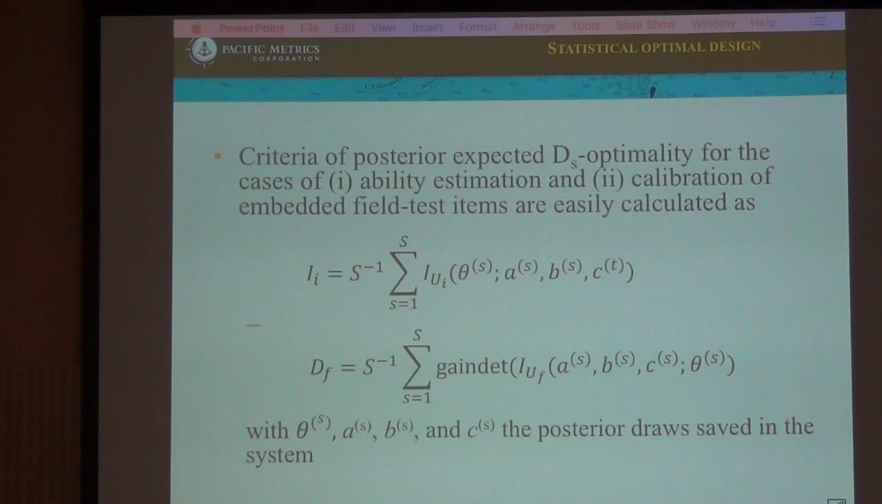And if we now shift our focus and interest to updating the item parameters, we need a posterior expected gain of the determinant. So it's the gain in the determinant of the information matrix. And again, we just average everything out and we're ready to go. Pick the best, take the best next step.